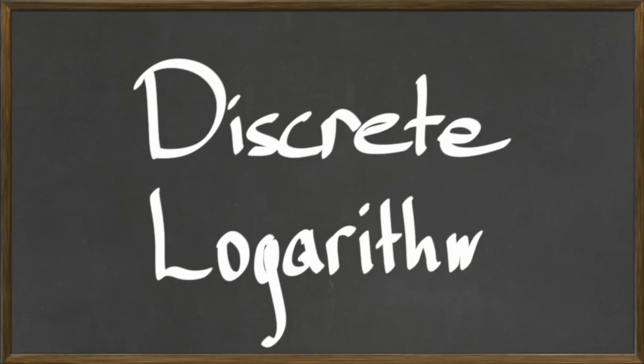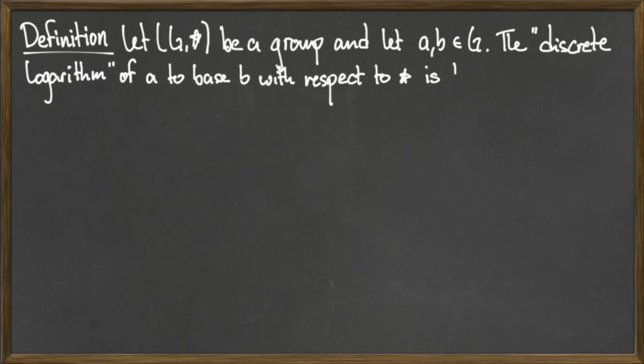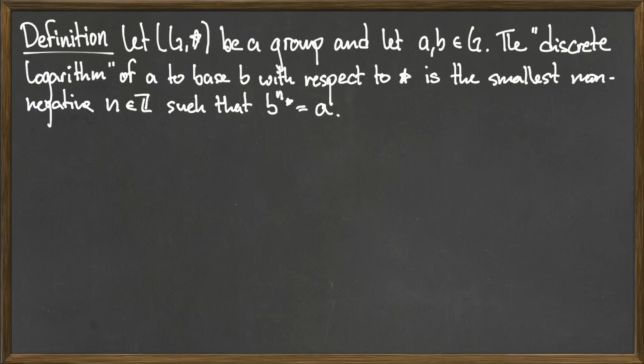In this video, we will discuss the discrete logarithm. Let capital G be a group under the binary operation star, and let little a and little b be elements of the group capital G. The discrete logarithm of little a to base little b with respect to the binary operation star is the smallest non-negative integer little n such that b to the little n, under star, is equal to a.